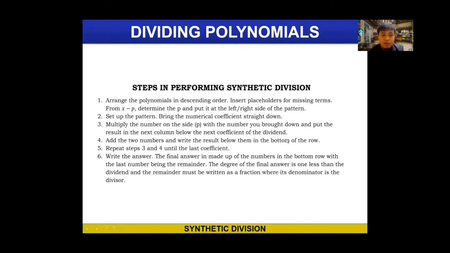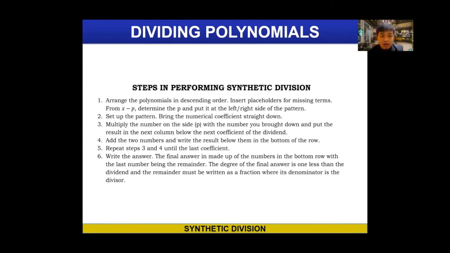Third, multiply the number on the side, p, with the number you brought down and put the result in the next column below the next coefficient of the dividend. Fourth, add the two numbers and write the result below them in the bottom of the row. Fifth, repeat steps 3 and 4 until the last coefficient.